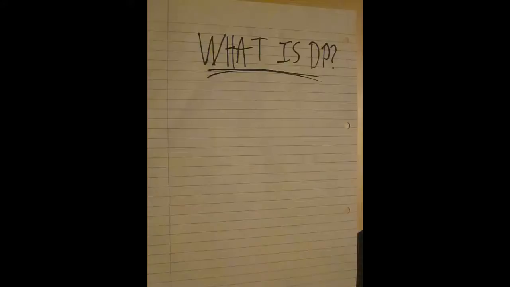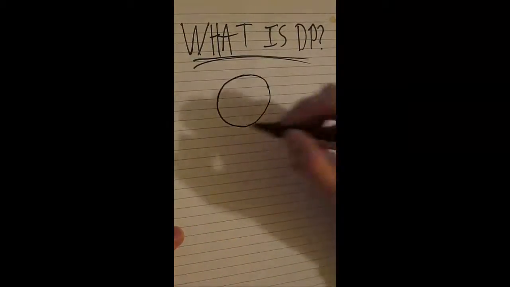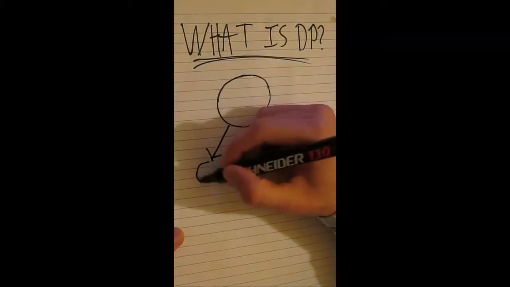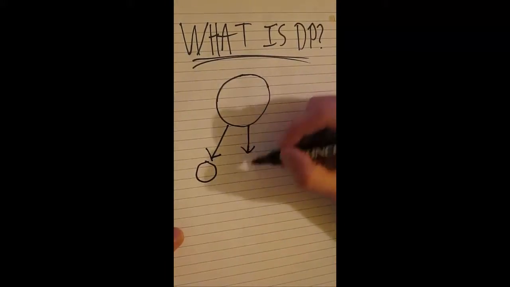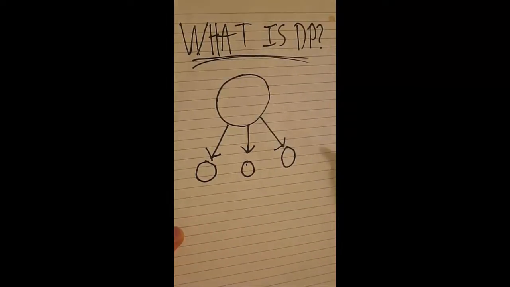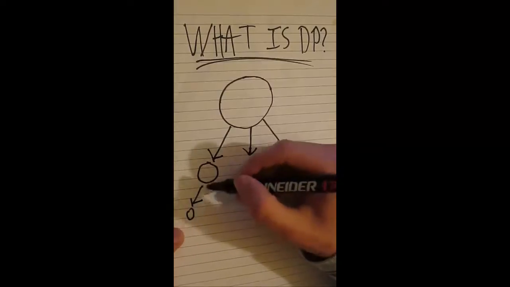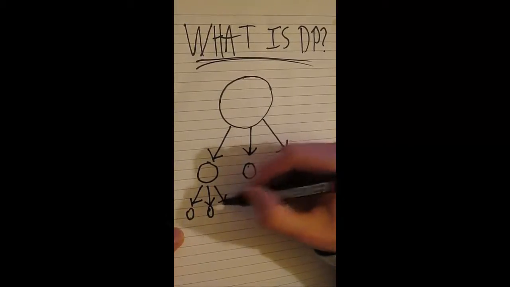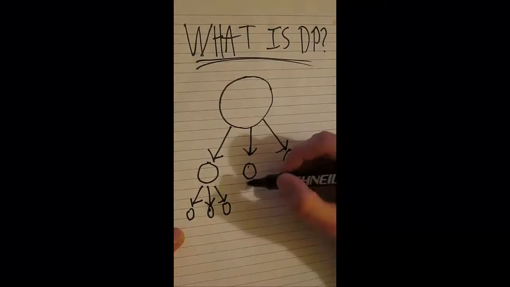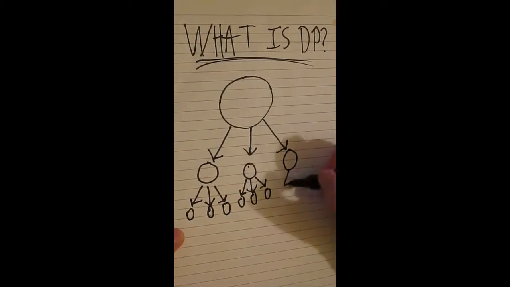Okay, so what does this mean? This means that we have this really big problem, and what we're essentially doing is breaking it down into subproblems, like this. And then these subproblems, we can subdivide them even more, and we've got these teeny tiny problems over here. And then again here.